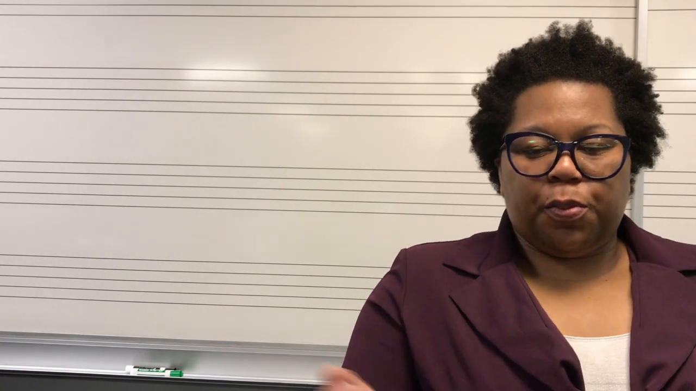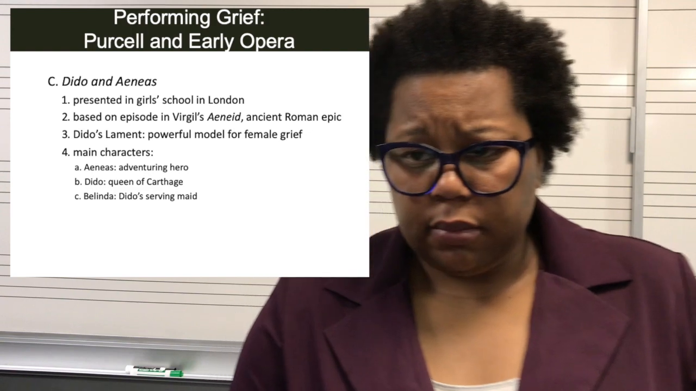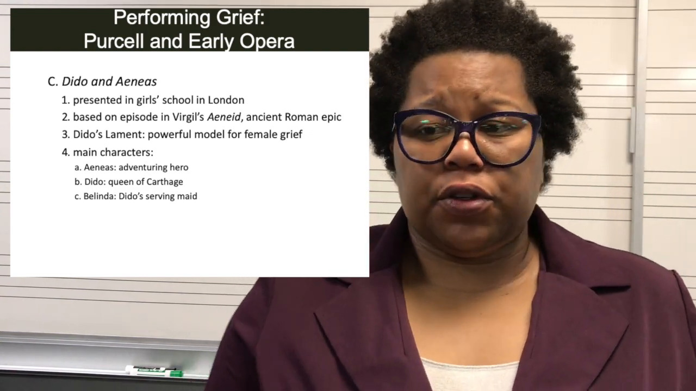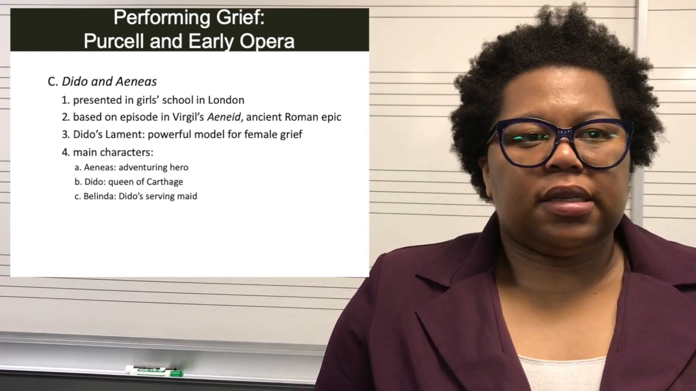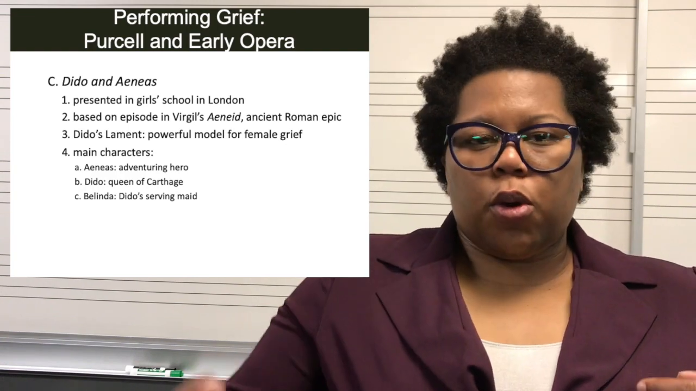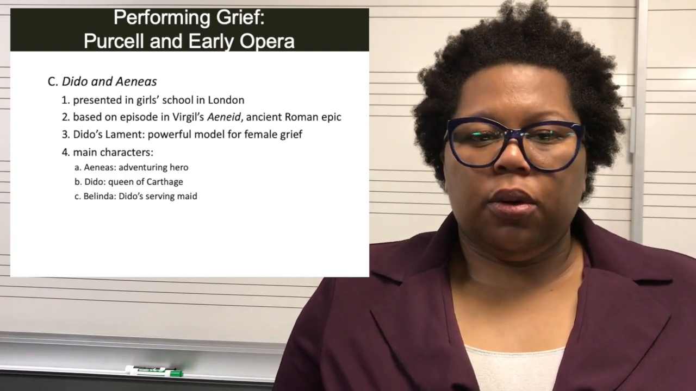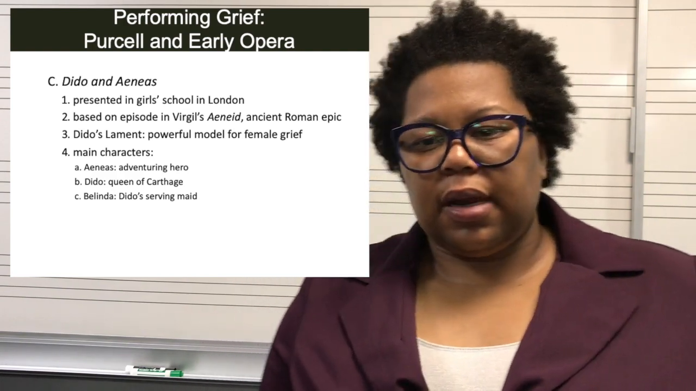So one of Purcell's pieces that we're going to look at is Dido and Aeneas. And this was presented in a girls' school in London. It was based on the episode in Virgil's Aeneid, which was an ancient Roman epic. Now, because this was a well-known epic, like Homer and the Iliad, a lot of people already knew the plot. So the librettist didn't have to explain all the details of the storyline, because everyone was familiar with it. And so then they could really spend their time on dealing with the emotions of the singers and the power of that text.